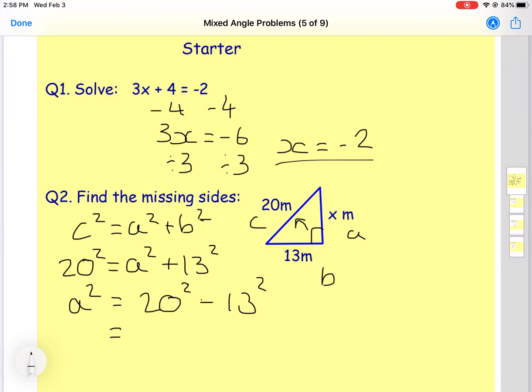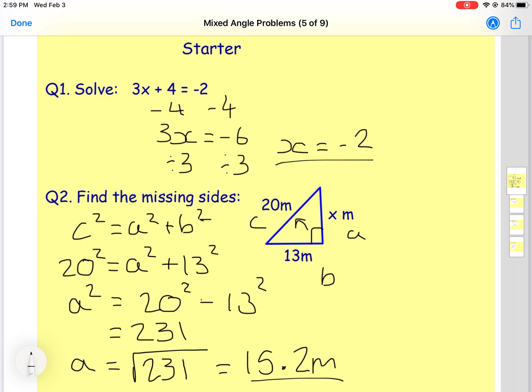20 squared take away 13 squared then can go into our calculator. And we end up with a number of 231. If you're using your phone calculator, you will need to square these numbers separately and then subtract them. The last thing we always have to do is to square root the value for a squared. That will give us the value for a. So 15.2 metres will be our final answer. And that's to 1 decimal place.